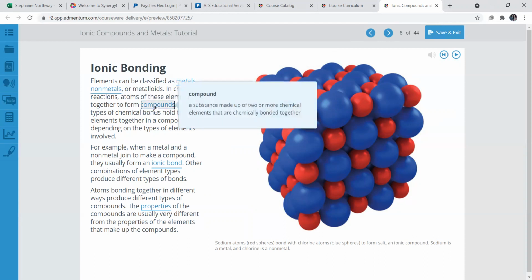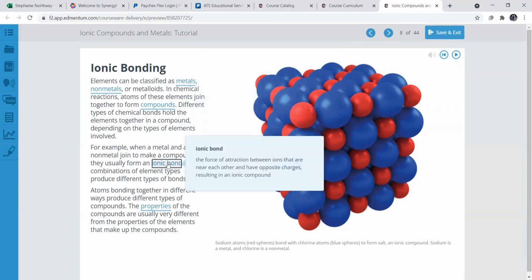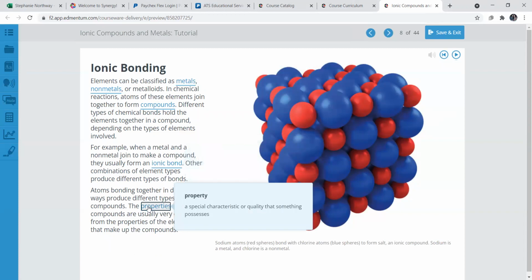Compound, a substance made up of 2 or more chemical elements that are chemically bonded together. So ionic bond, the force of attraction between ions that are near each other and have opposite charges. So there's 2 different charges, positive or negative charge. Properties, special characteristic or quality that something possesses.